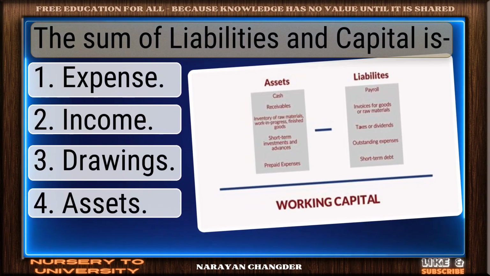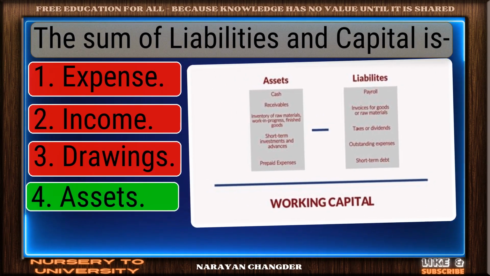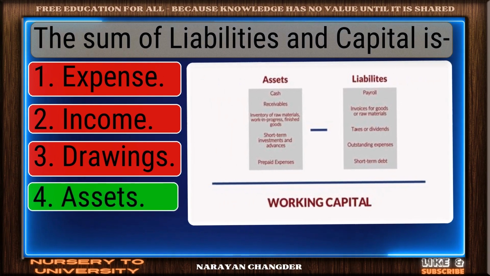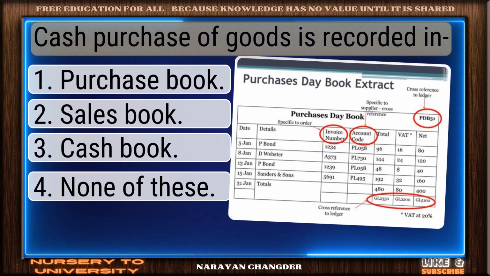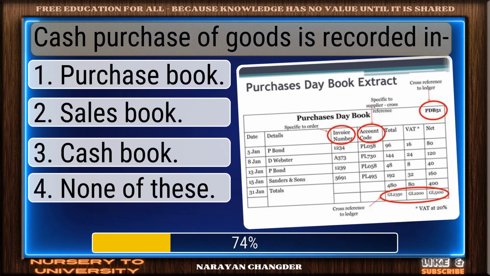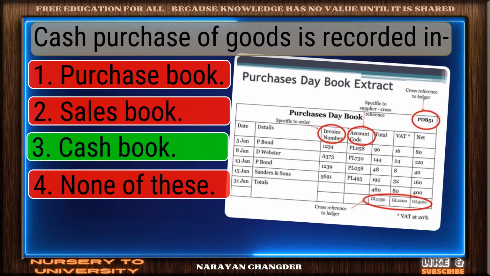The sum of liabilities and capital is. Good job. Your answer assets works well here. Cash purchase of goods is recorded in. Good thinking. Cash book is the right answer.